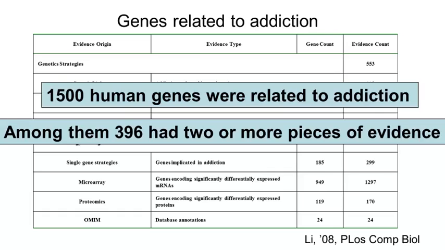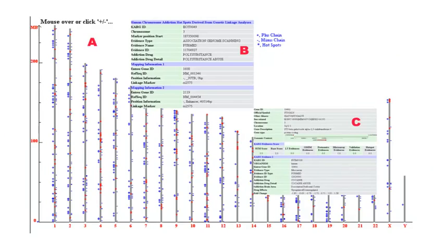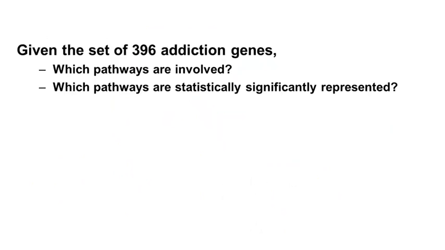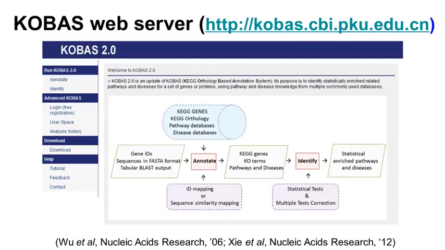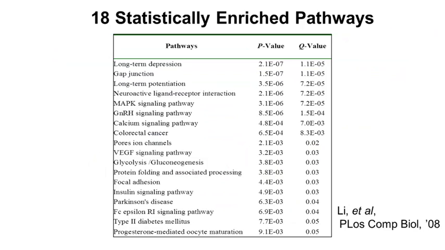Now, given the set of 396 addiction genes, which pathways are involved? Which pathways are statistically significantly represented? You may remember that Cobas is one of the tools for this type of questions. So we ran Cobas on the 396 addiction genes against a background of all human genes, and found that 18 pathways were statistically significantly enriched, including long-term potentiation, long-term depression, gap junction, neuroactive ligand-receptor interaction, and so on.